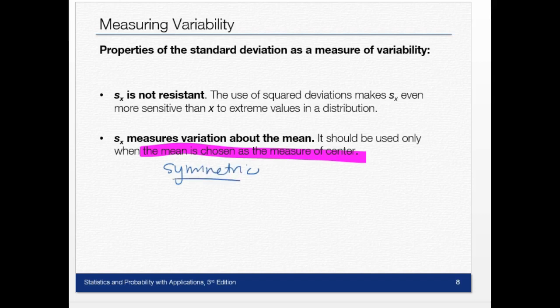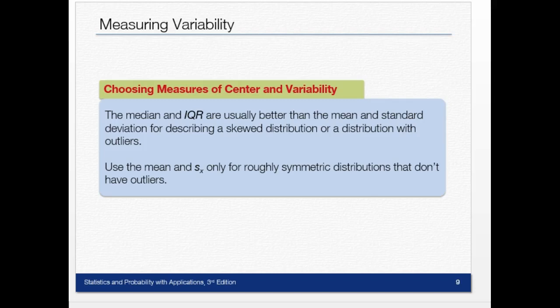Okay, if the distribution is symmetric, then we use standard deviation. Otherwise, we have to use another option. The median and the IQR are usually better than the mean and the standard deviation for describing a skewed distribution or a distribution with outliers. So if it's skewed or has outliers, we use IQR and median. Use the mean and standard deviation only for roughly symmetric distributions that don't have outliers. All right?